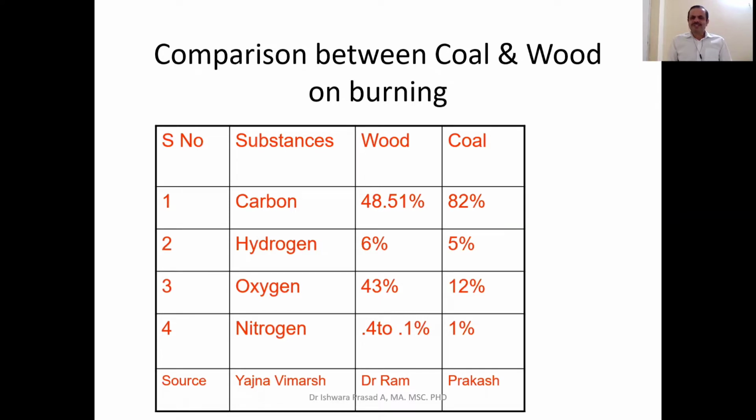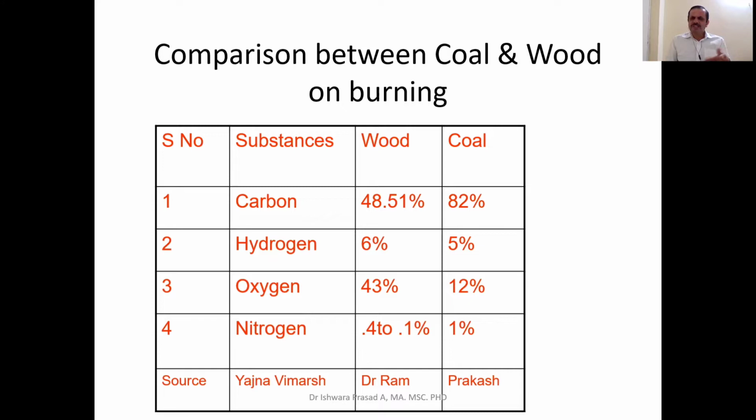Then there will be several questions, as we are offering so many things to the Homa, whether it is a waste. It is not a waste, it is useful, because a comparison between coal and wood on burning is being done. As found in Yajna Vimarsha, the carbon output in wood is 48.51%, while in coal it is 82%. Hydrogen is 6%, while in coal it is 5%. Oxygen in wood is 43%, while in coal it is 12%. Nitrogen in wood is 0.4 to 0.1%, while in coal it is 1%. So this comparison can be useful to us to know whether Samidhas are useful. They are more relevant compared to coal burning.